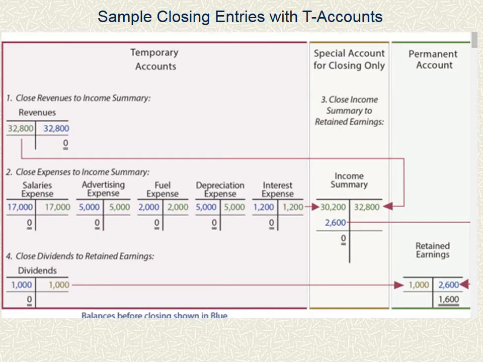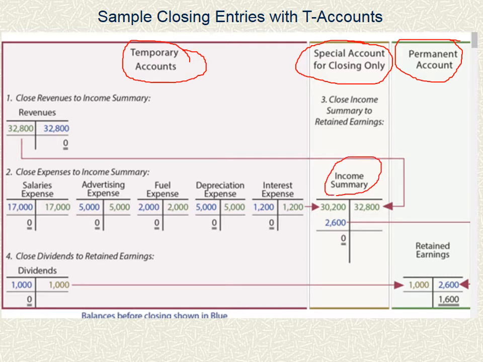So let's take a look at what this might appear with T accounts. Temporary, permanent, and this special account, which is temporary, is only used for closing, and of course we know that to be income summary. And notice what's happening here. We've got revenues and expenses and dividends all closed out, and the final result is that everything ends up in retained earnings, and retained earnings have been updated.